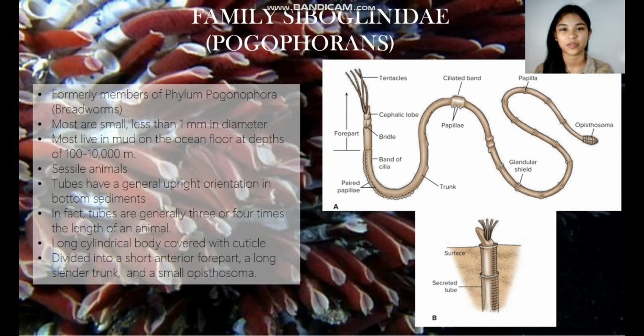And now, let's tackle the family Siboglinidae or Pogonophorans, formerly members of phylum Pogonophora or beard worms. They are very small, less than 1 millimeter in diameter. They mostly live in mud on the ocean floor at depths of 100 to 10,000 meters, so very deep that light hardly reaches there. Tubes have a general upright orientation in bottom sediments, and tubes are generally 3 or 4 times the length of the animal. The long cylindrical body is covered with cuticle and is divided into a short anterior forepart, a long slender trunk, and a small opisthosoma. This is their body structure. You can observe.